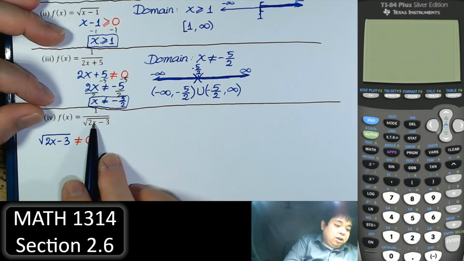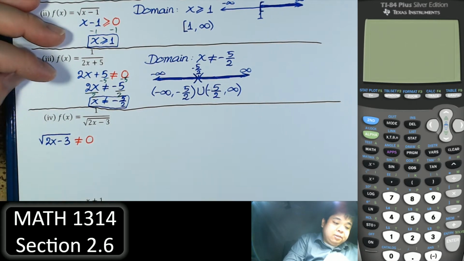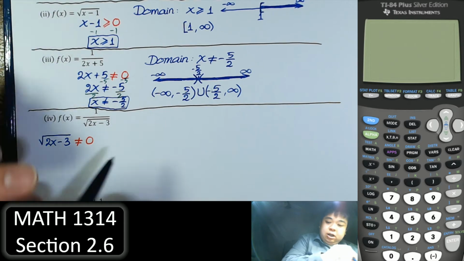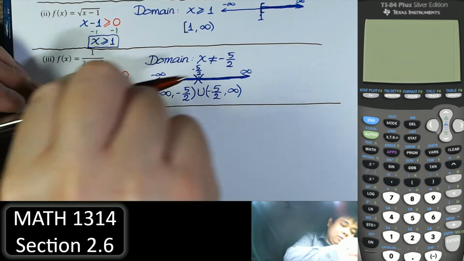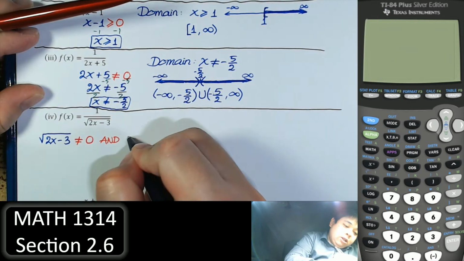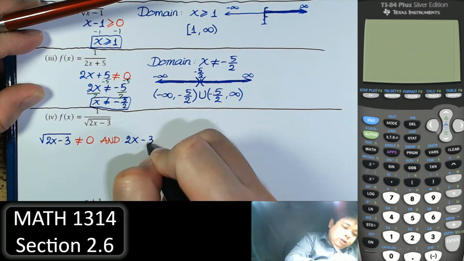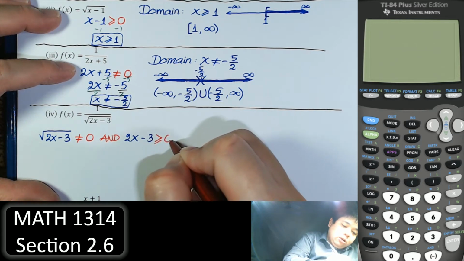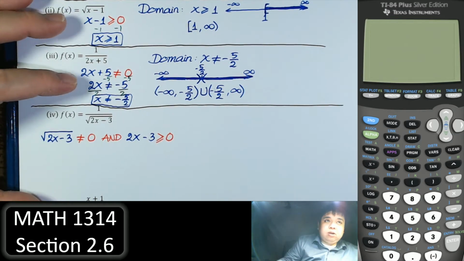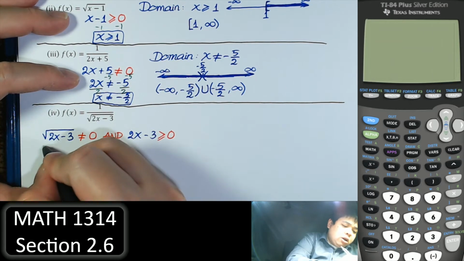Because we divide by that, the denominator cannot be equal to 0. And then next, we're going to need both. Inside the square root have to be greater than or equal to 0. Right. Now we square both sides.